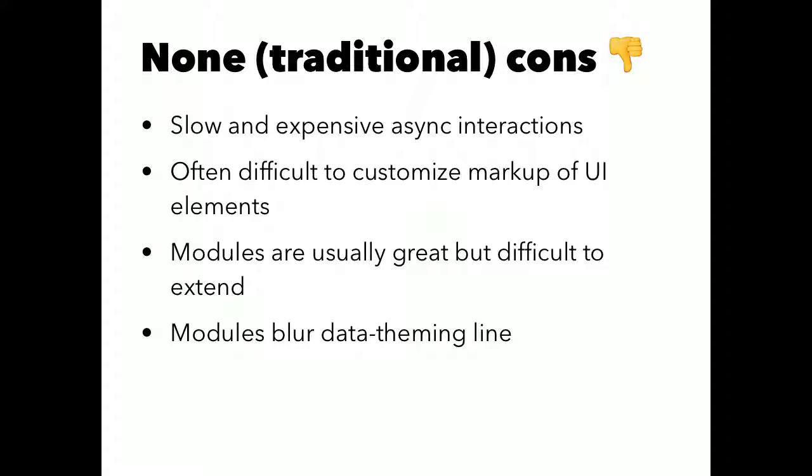The cons, you could have slow and expensive asynchronous interactions. My favorite example of this is filtering views. If you're using views with filters, with Ajax, if you're filtering through a lot of content and it's an expensive query, it's going to be really slow and it's going to lag your site down. Also, similarly, it's very difficult to customize the markup and the type of attributes you add to some of these inputs. So again, I'm thinking of views filters, those types of inputs.